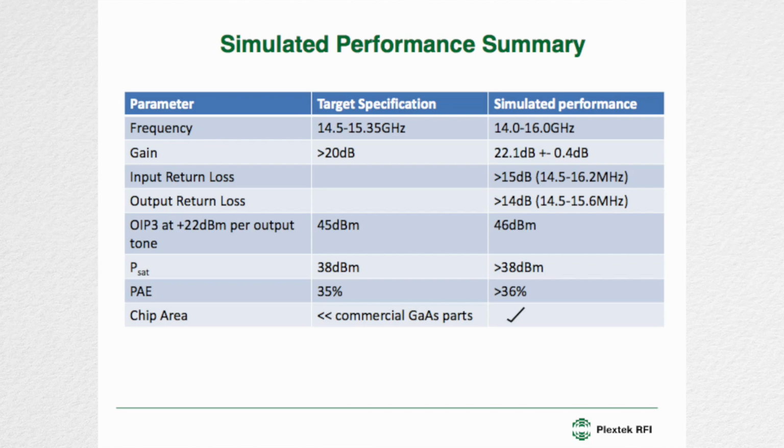This is the output IP3, and it's around 46 dBm, which is what we were looking for. This is just a summary of our target compared to the simulated, and you won't be surprised to see that the simulated results surpass all of the targets.